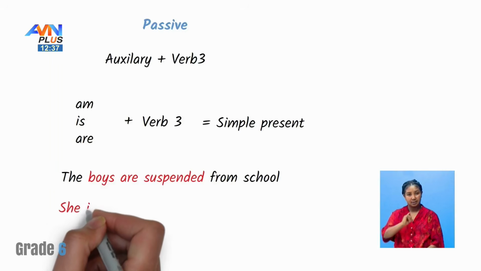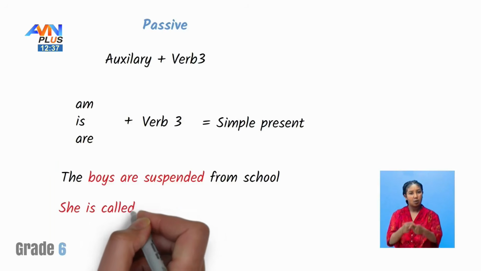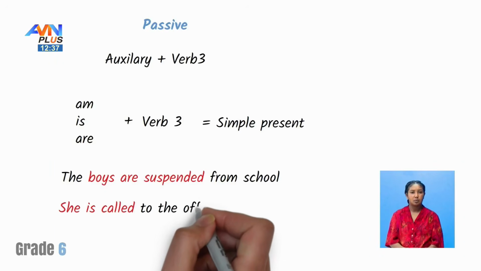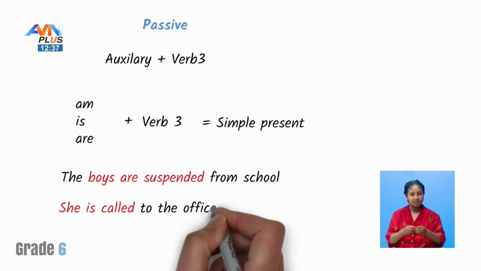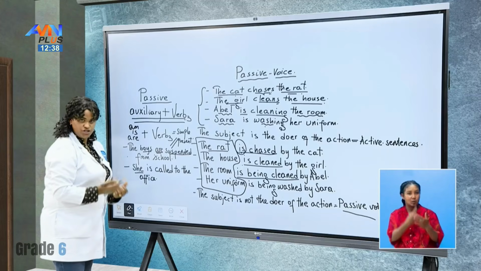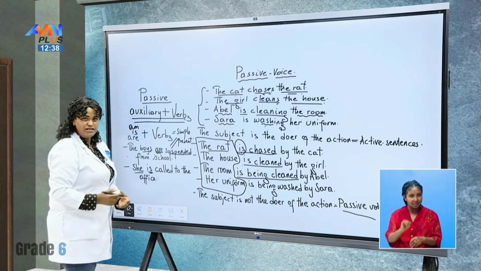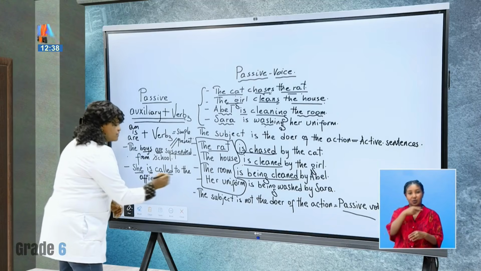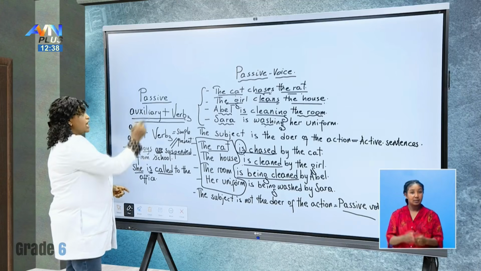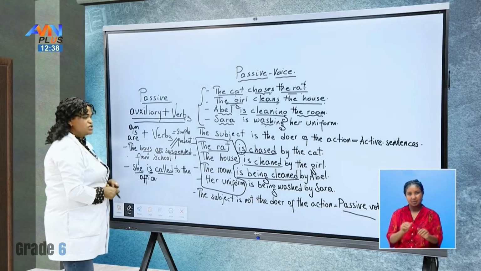Then look, she is called to the office. She is called to the office. Look, our subject is singular, she, and the action is present, so I use what? Is. Then, since it is passive, my verb is what? Verb 3. She is called to the office. See? This is how we make what? Passive simple present.